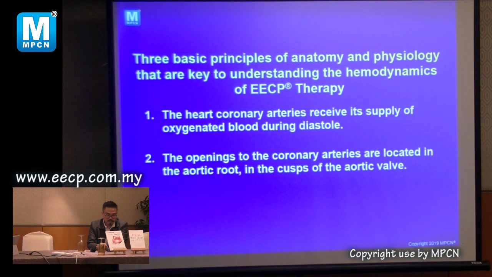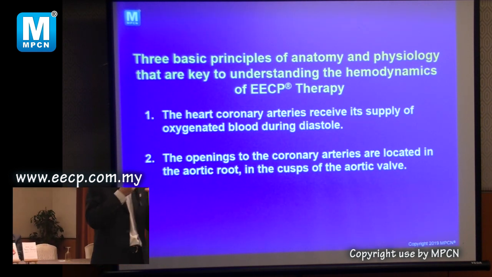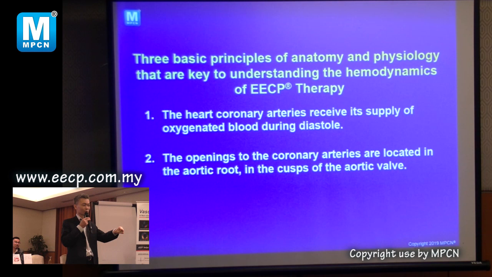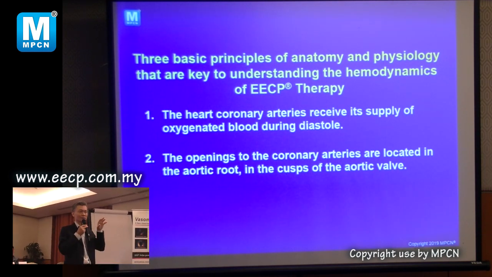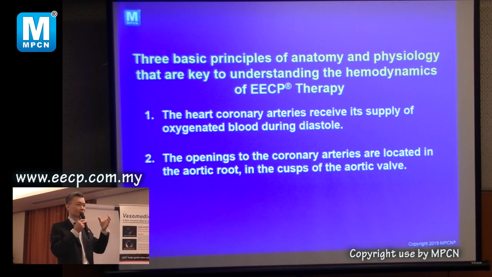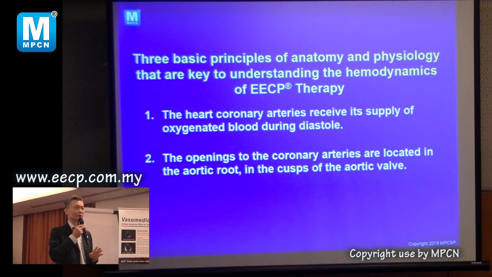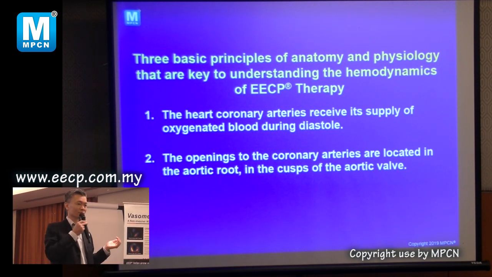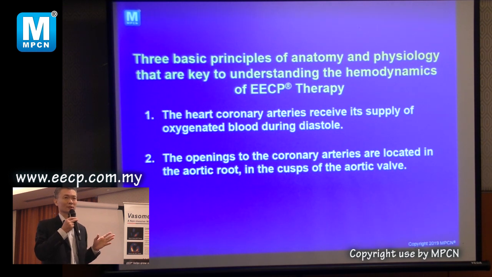So the principle of EECP is that the heart arteries receive most of their blood during diastole. What does diastole mean? When the heart contracts, it's called systole, and when it relaxes, it's called diastole. When the heart contracts, the whole heart is squeezed and the arteries are also squeezed, so there's no blood flow. In a normal human, blood flows into the arteries of the heart when it's relaxed. So that is the normal mechanism.